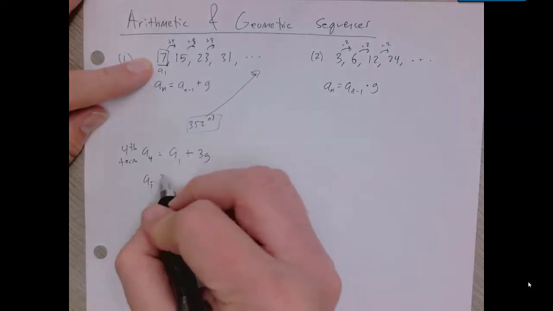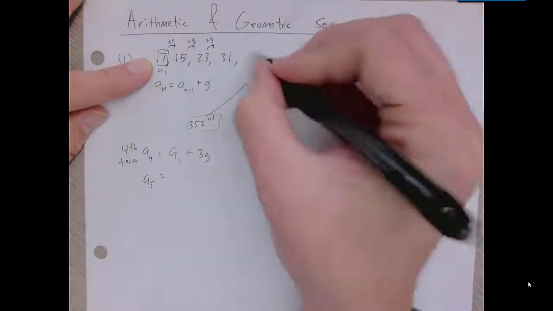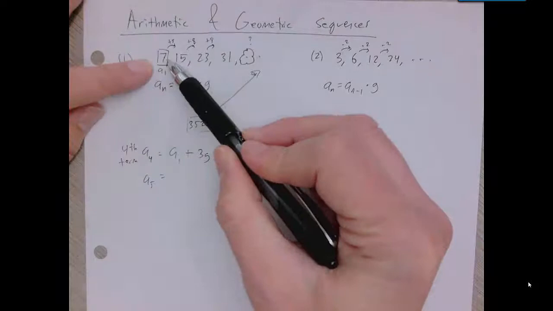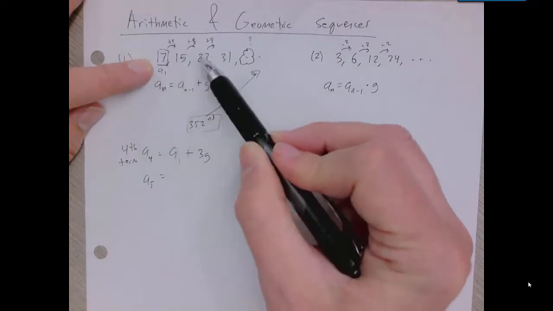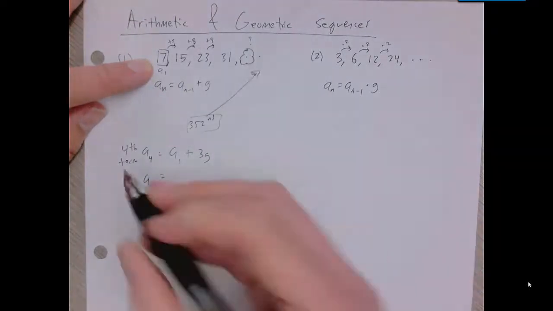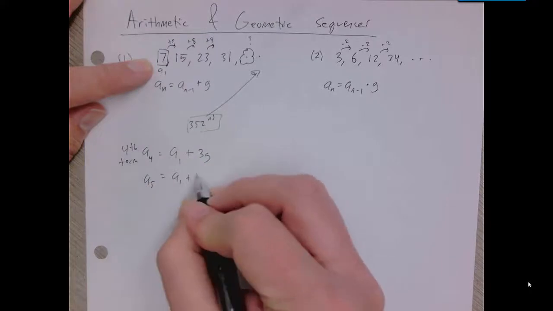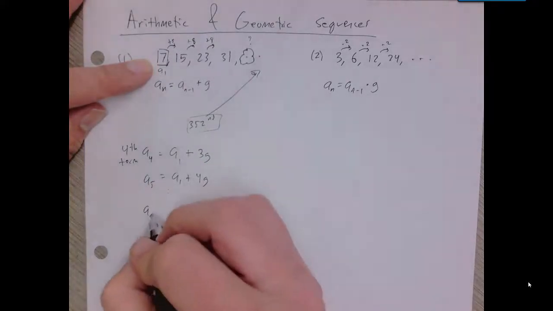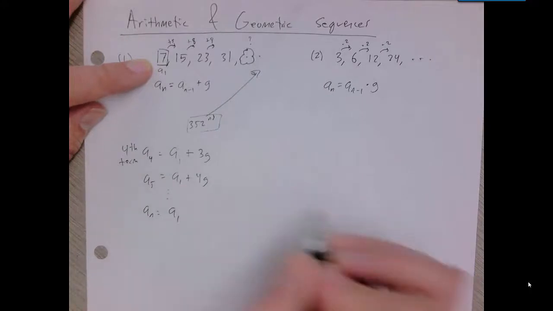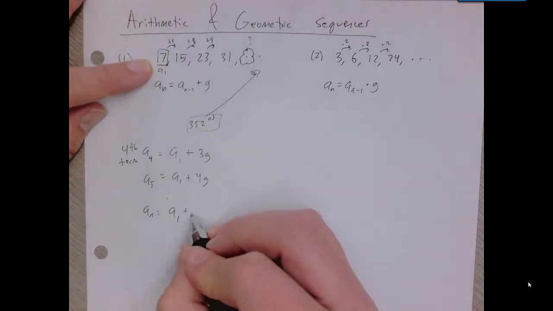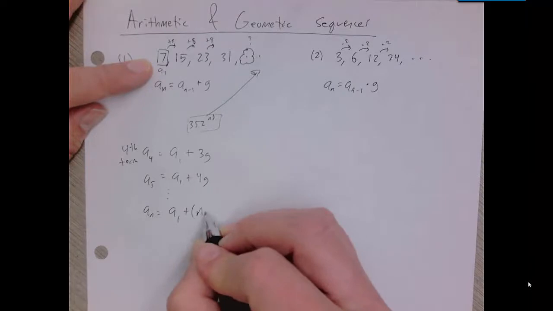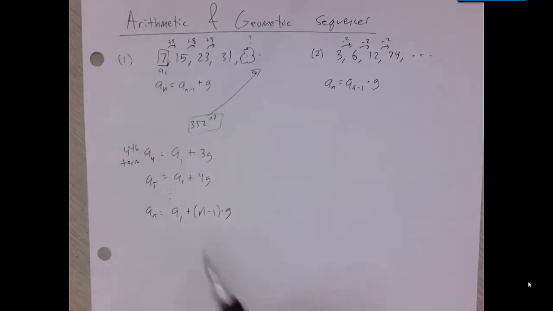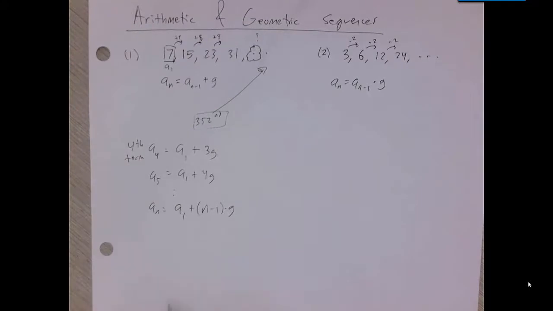If I was going to get to the fifth term, this mystery one out here, I would start at the first term and I would add g 1, 2, 3, 4 times. So the fifth term is plus 4 g's. So clearly you could generalize this. If I wanted the nth term, I'll start with the first term and then add n minus 1 copies of g. So this equation comes from a very simple-minded idea.